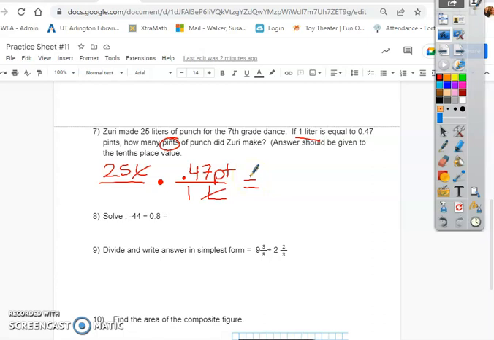Okay, number 8. Solve negative 44 divided by 0.8. So hopefully you remember this is a triangle problem. Okay, so negative divided by positive. Negative divided by positive is a negative. And then we do 44 divided by 0.8. And we do that, right? Guys, we got to make sure this should be instantaneous for us now. So you're going to do that division, okay?